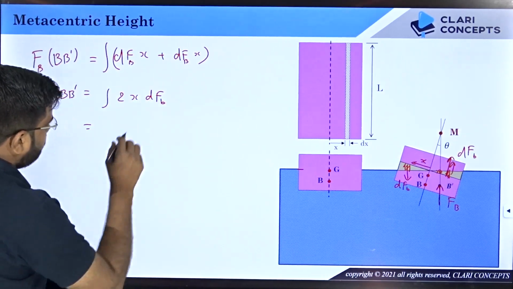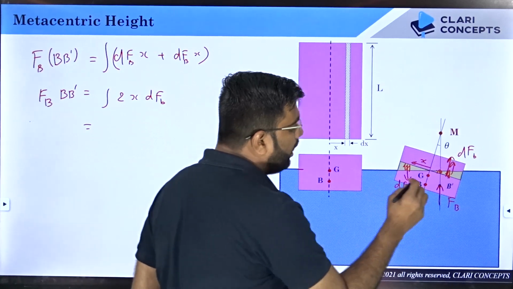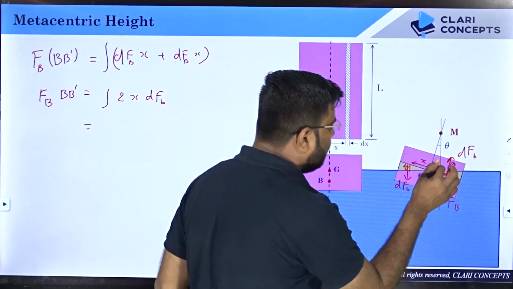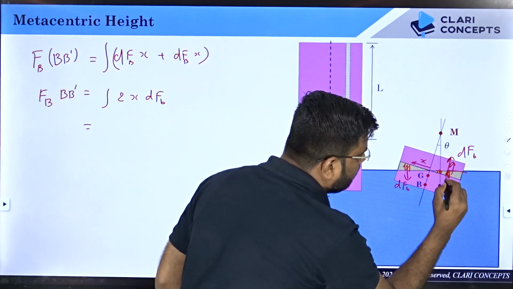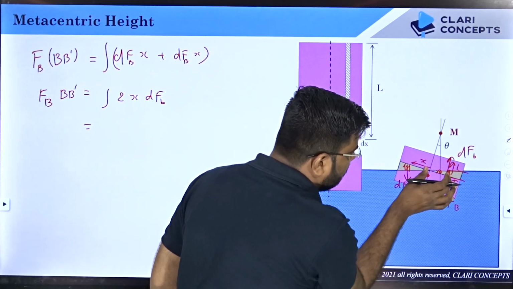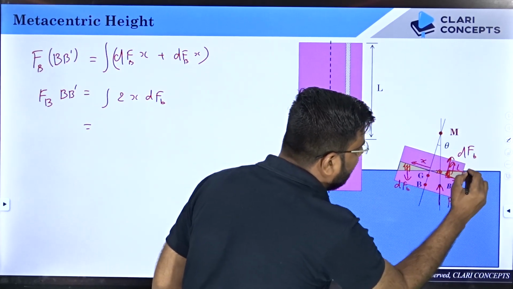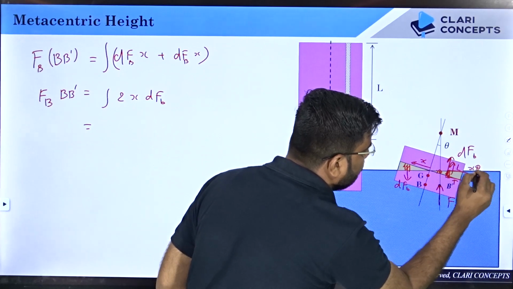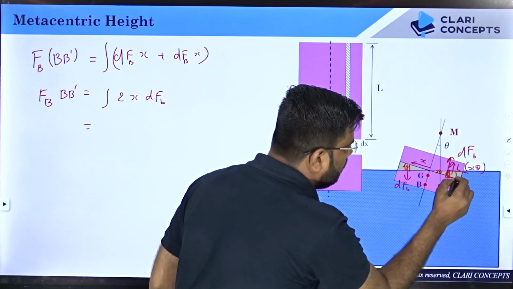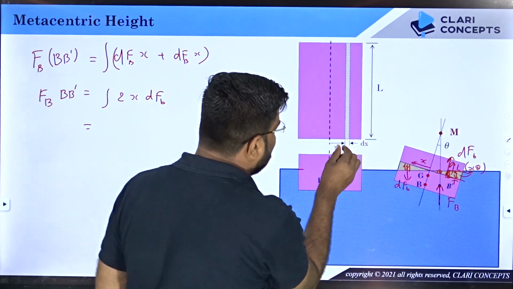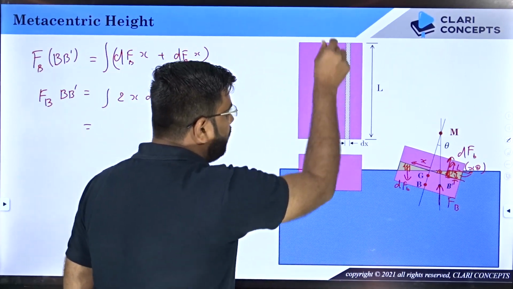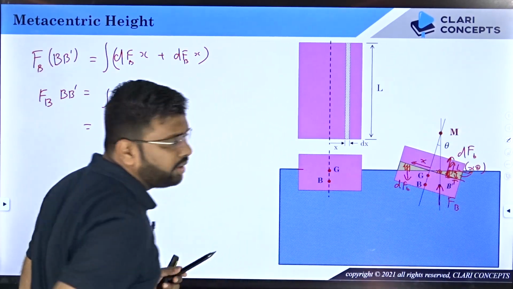Okay. Now what is dFB? dFB is the buoyancy force on this particular fluid element, which has length L, width dx, and you can say this much arc is what? The distance. If this is x and this is angle theta, you can say this is x theta. So this length is x times theta, isn't it? This much length. So if you want to calculate the volume of this small element, on that volume the force acting is the buoyancy force, dFB.